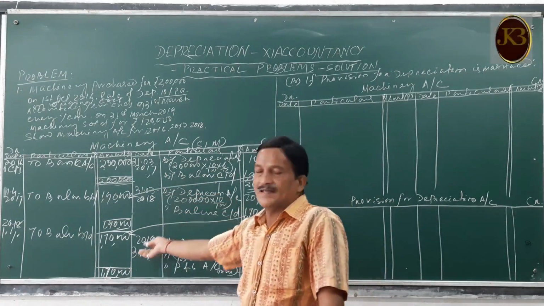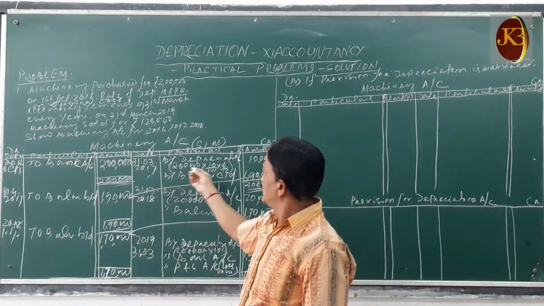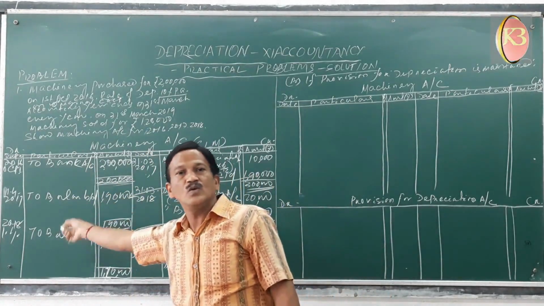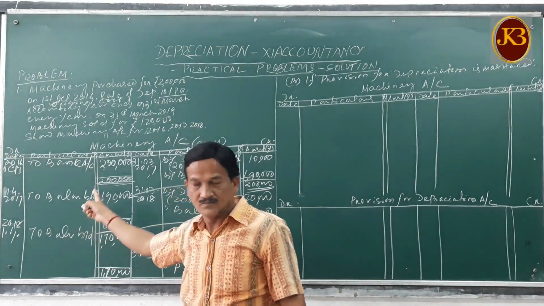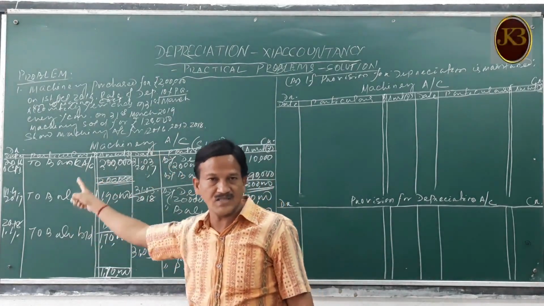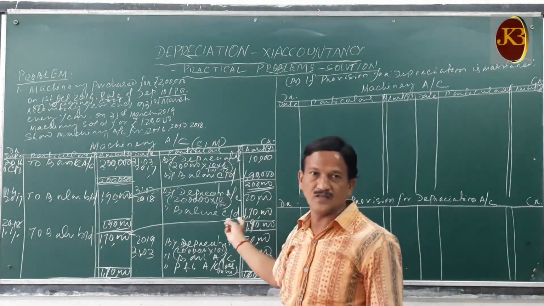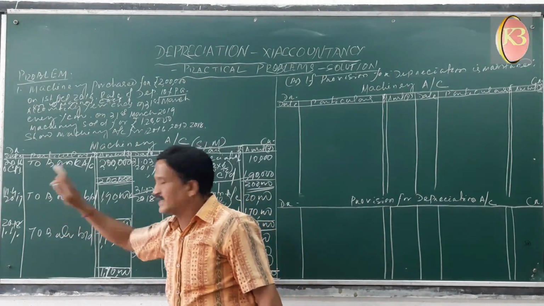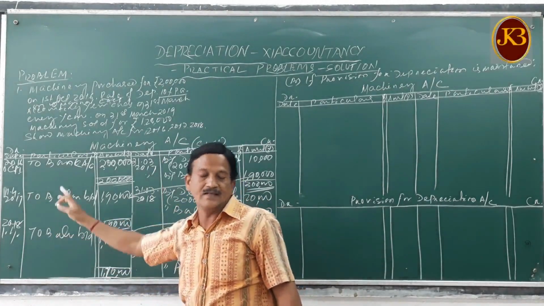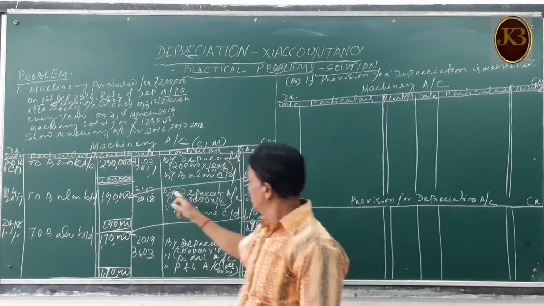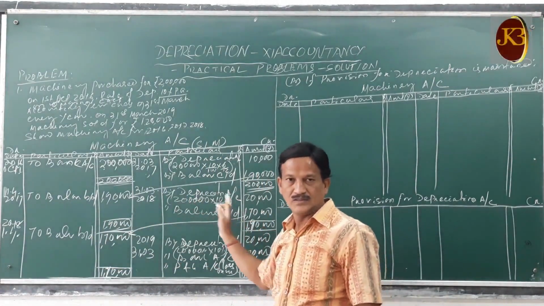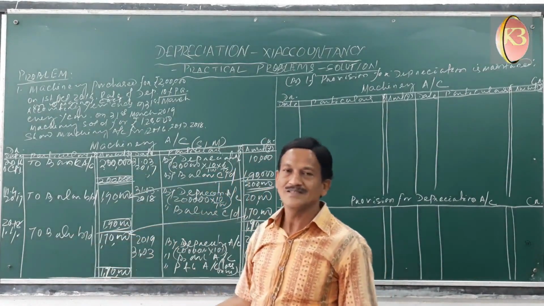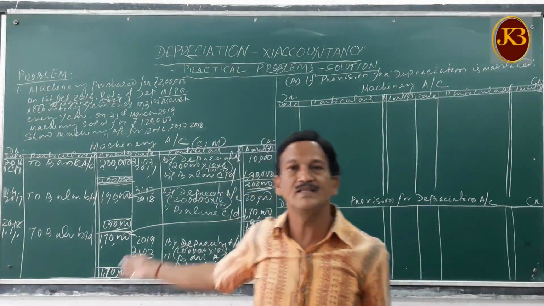Another account you can prepare here is the depreciation account. In the depreciation account, on the debit side, you write "to machinery account", the name of the asset. Then "by profit and loss account", again on 31st March 2018. Every entry is on 31st March. So that is simple. The first method is over.